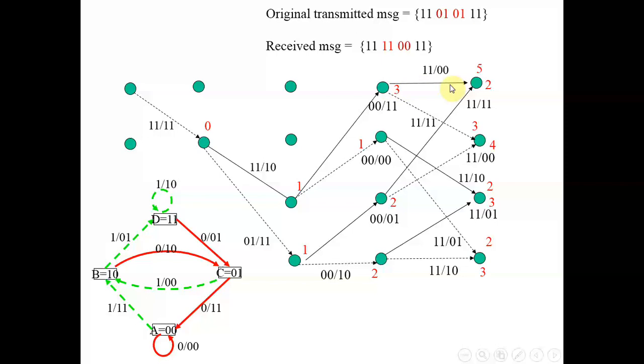I can go from A to A or I can go from A to B. If I go from A to A, my expected output is 0 0, but I am comparing that against 1 1. So I have an error of 2, so 3 plus 2 will be 5. If I go from A to B, my expected output is 1 1. I am evaluating that against 1 1, so no more error addition. So this 3 is taken as it is.